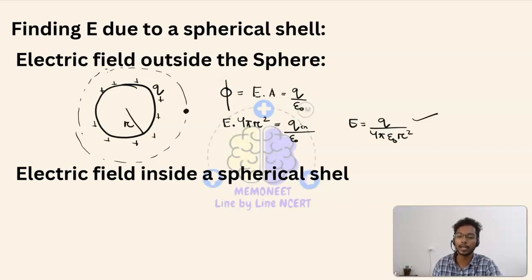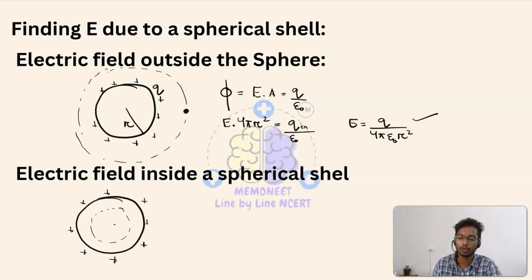So, the electric field inside the spherical shell. Let's say we have a spherical shell here and we have to find the electric field inside it. But the charge always resides at the surface of the spherical shell, so there will be no charge inside. Let's say we take a Gaussian surface here. Here we can write E dot A is equal to q upon epsilon naught. But here the charge enclosed is how much? It is 0. So the electric field will be 0.